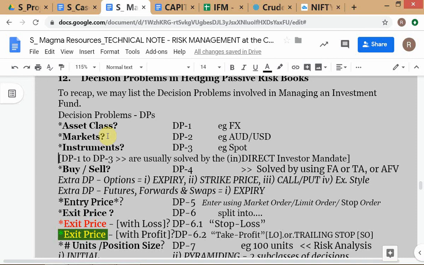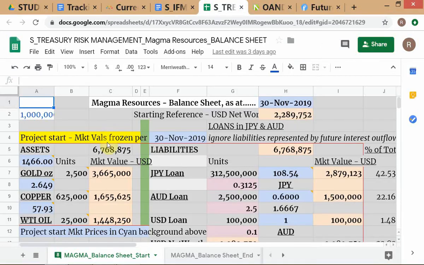No, because your markets are pretty much determined by what's on the underlying. Remember when you went through the exercise of coming up with the KRFs, when you were identifying the KRFs itself, you were already finding out what markets exist, what kind of KRFs exist on the underlying position portfolio. All right, so that decision about markets is automatically solved.